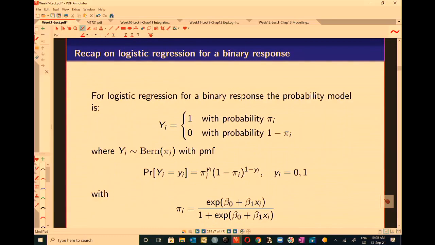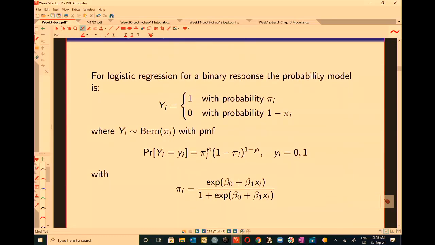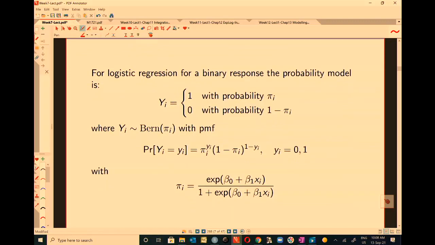The data we had was 1, 0, with probability pi_i of success and 1 minus pi_i of failure. The probability mass function for the Bernoulli is pi_i to the y_i times 1 minus pi_i to the 1 minus y_i. So when y_i is 0, this first term is 1 and I've got 1 minus pi_i. When y_i is 1, the second term becomes 0, so this whole term becomes 1, and I've got pi_i to the 1.